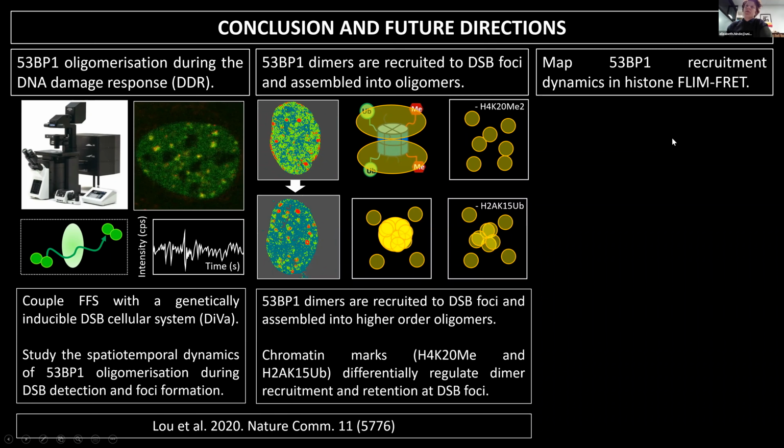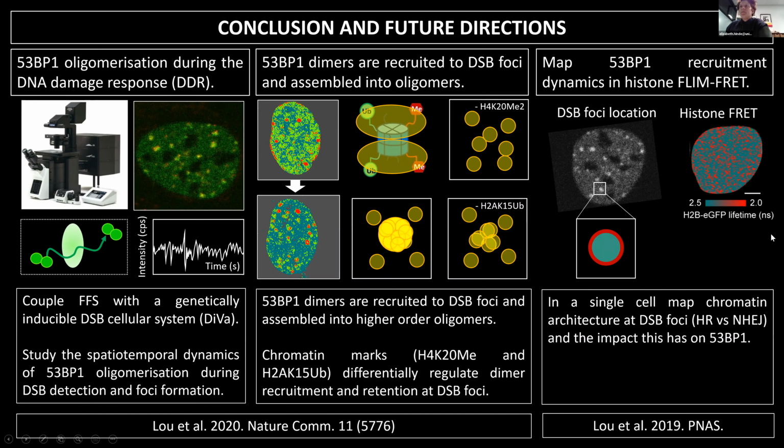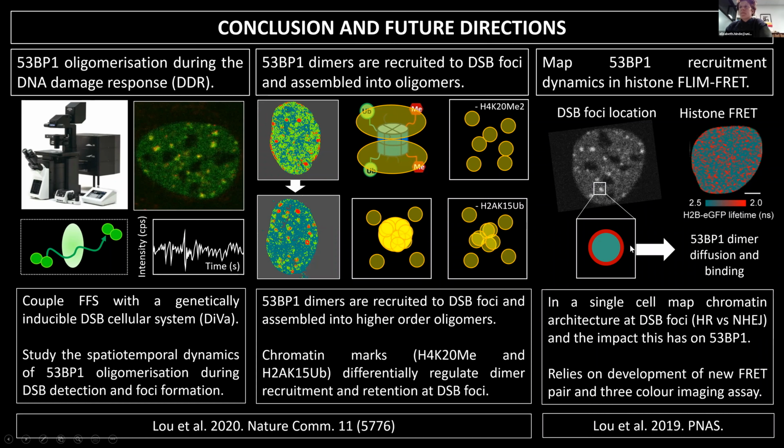And so now what we want to do is look into the role of chromatin architecture in recruiting 53BP1 to these locations and measure via this fluorescence assay that I don't have time to talk about today, how chromatin architecture participates in enabling 53BP1 dimers to accumulate at these locations.